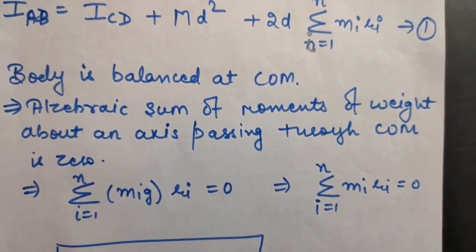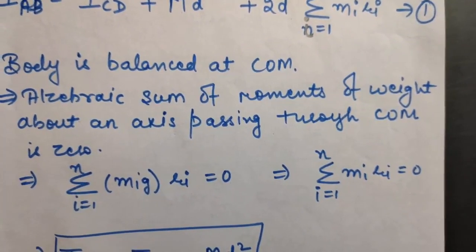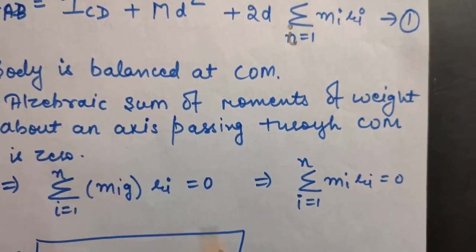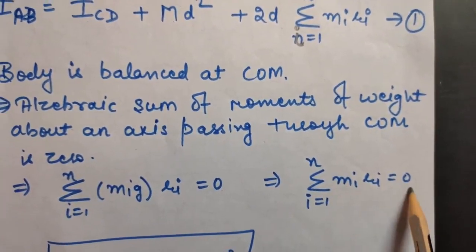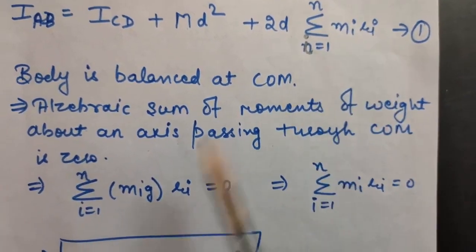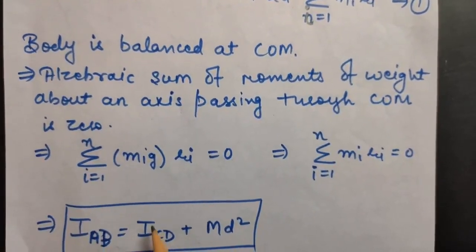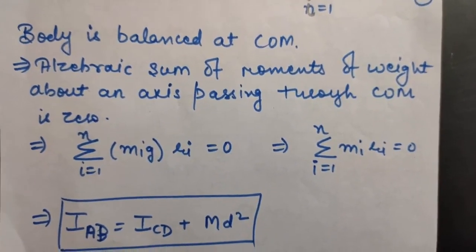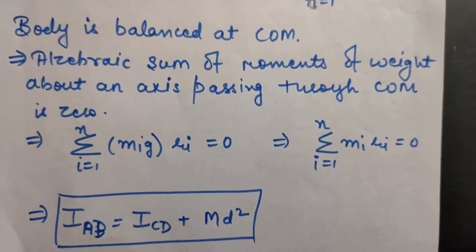g can be taken outside, or you can say directly g can never be 0. Obviously we are talking about earth, where we have a value of g that is 9.8 meter per second squared. So g is not 0. That means summation m_i r_i is equal to 0. If you look at this, that means this is 0. So you will get I_AB is equal to I of CD plus M D square. So this is the proof of the parallel axis theorem.